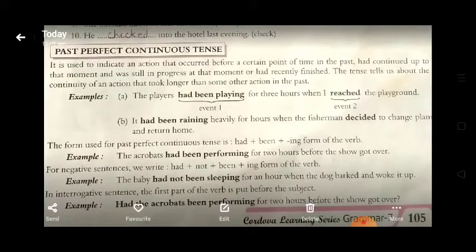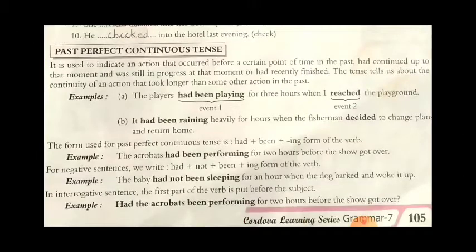The form used for past perfect continuous tense is had been plus the ing form of the verb. For example, the acrobats had been performing for 2 hours before the show got over. For negative sentences, we write had not been, verb form ing. The baby had not been sleeping for an hour when the dog barked and it woke up. In an interrogative sentence, the first part of the verb is put before the subject. Had the acrobats been performing for 2 hours before the show got over?